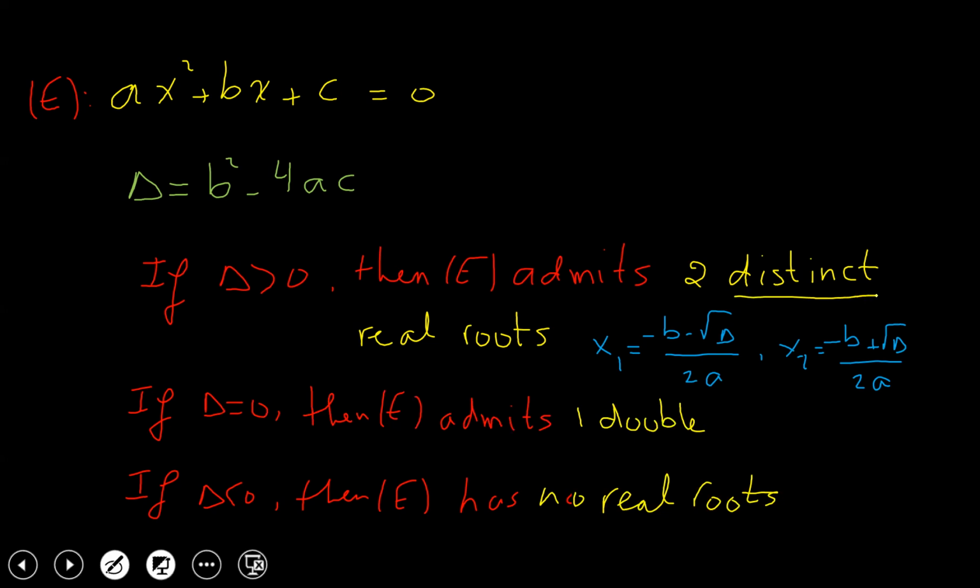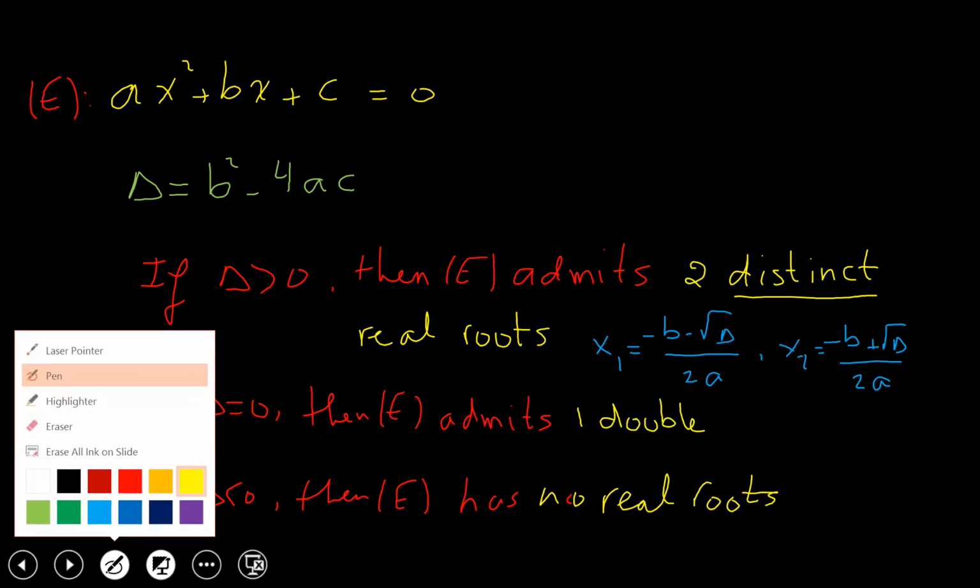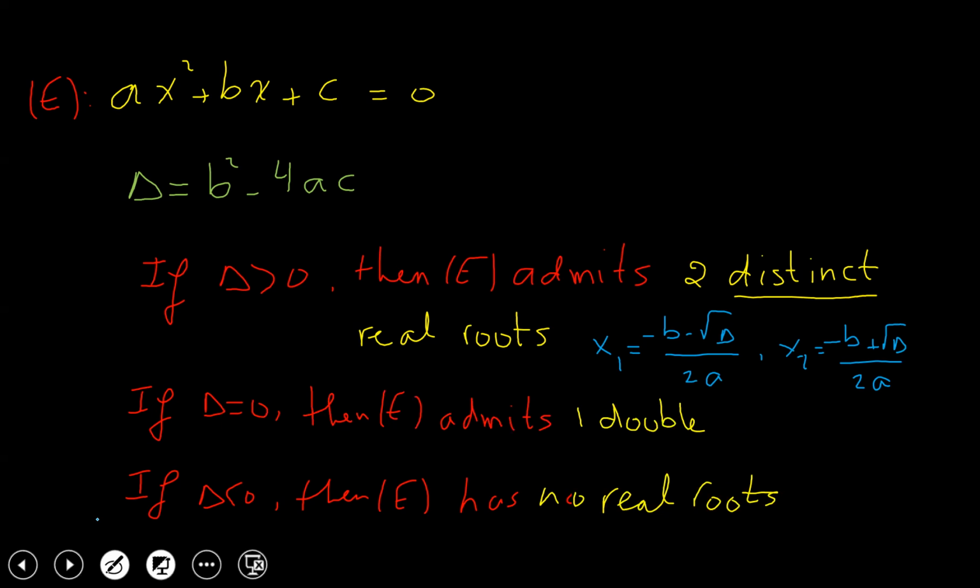Distinct, what does it mean? Distinct means two different numbers. If they are not different, what are they? They are equal. If they are two equal roots, we say one double real root. This double real root is the same as these roots x1 and x2, but they become equal. Why? Because if you replace delta by 0, we get x equals x naught, let's say minus b over 2a. So we have to memorize these rules. Okay.